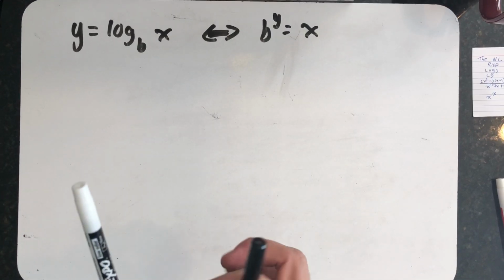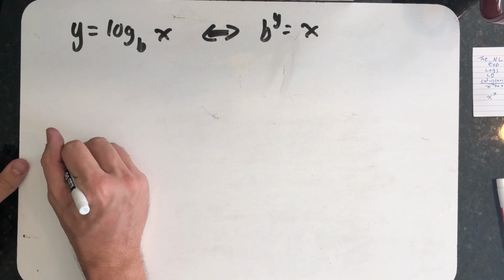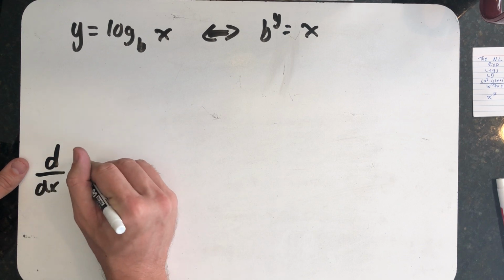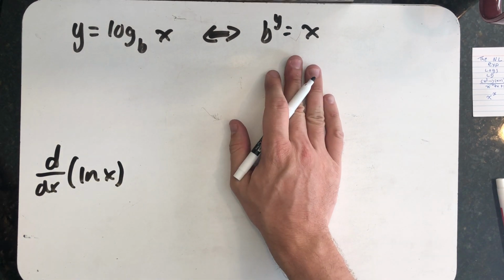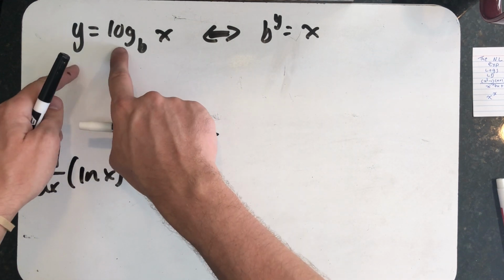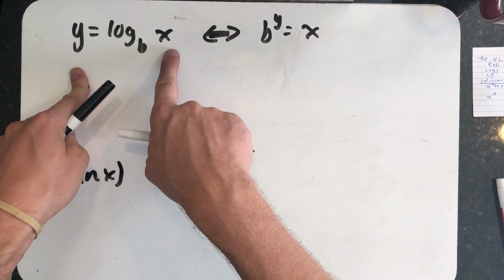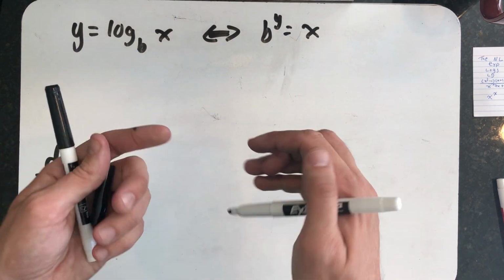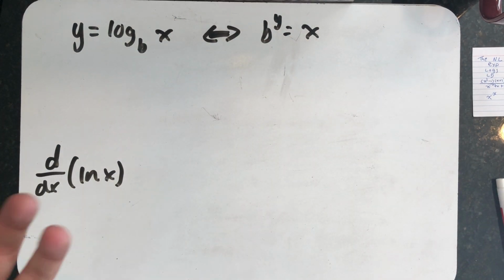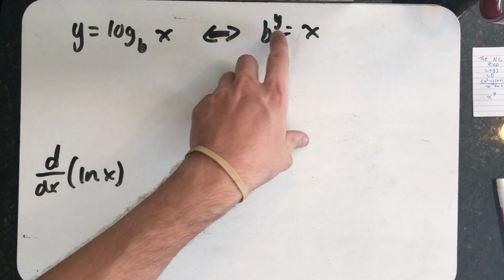In this video, I want to find the derivative of the natural log of x. And I'm going to do that by remembering what a logarithm actually is. Y equals the logarithm base b of x means that b raised to the y power is x. It was another way of writing down an exponential function. B to the y equals x.